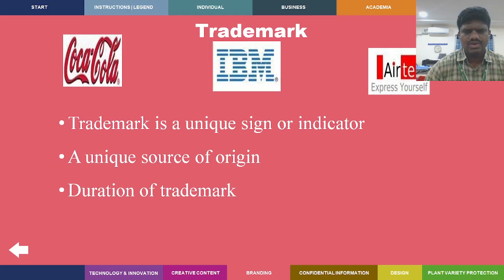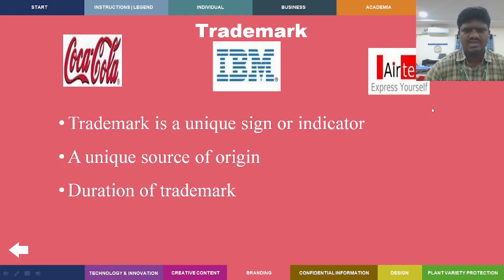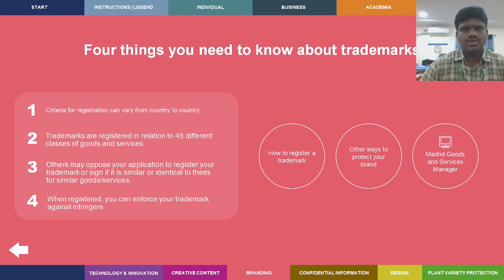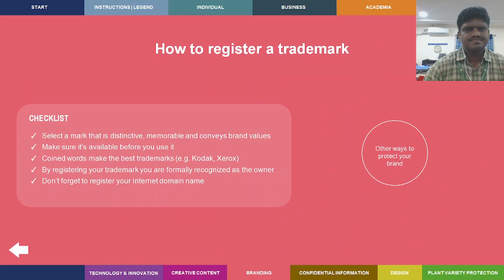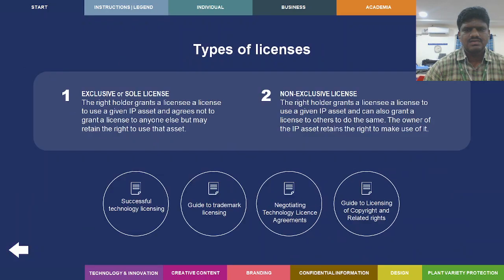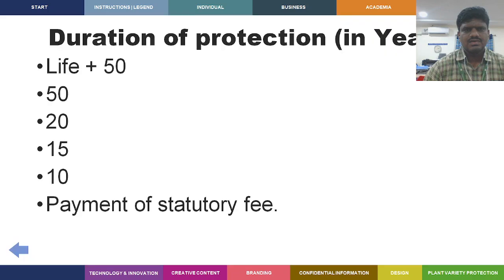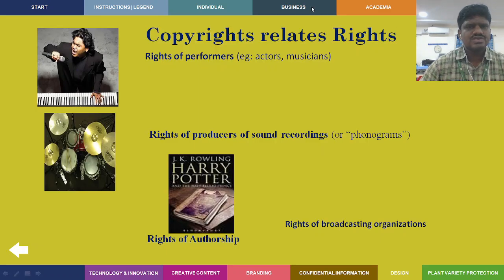Okay, I already told you the duration is up to 10 years only. Again, they have to register. Next, four things. Yeah, this I already told you. Next, here I want to show some figures.